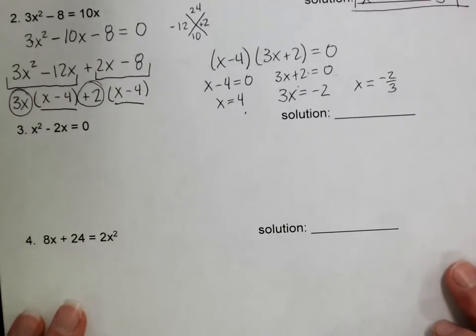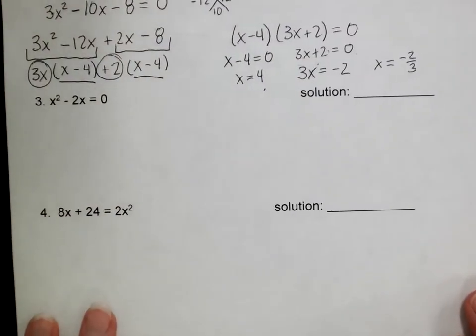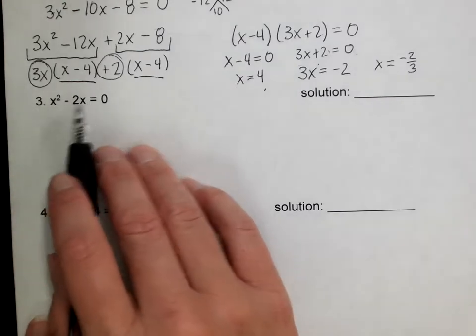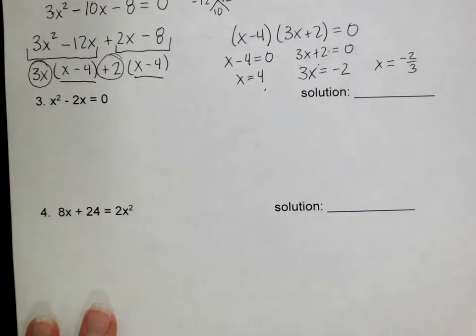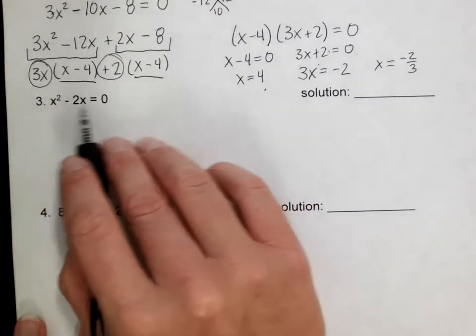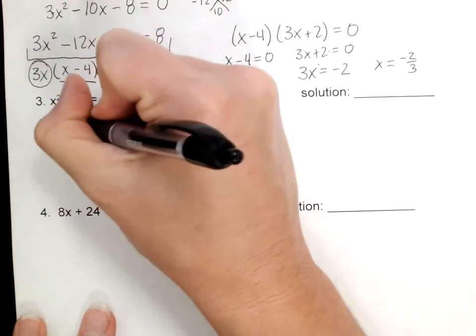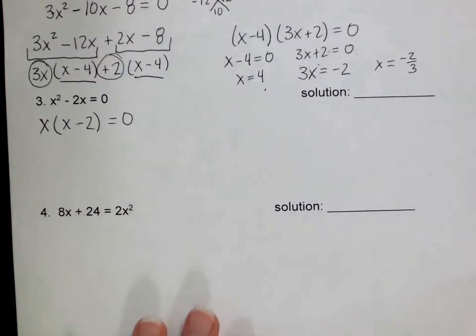Question number 3. Good news on this one, it's already set equal to 0, so I don't have to do anything there. All I have to do is factor this completely. How do you factor if there's just two terms? Remember, step 1 factoring, every time, is to check for a greatest common factor. And I have a greatest common factor of just x. If I take the x out, I'm left with an x minus 2.